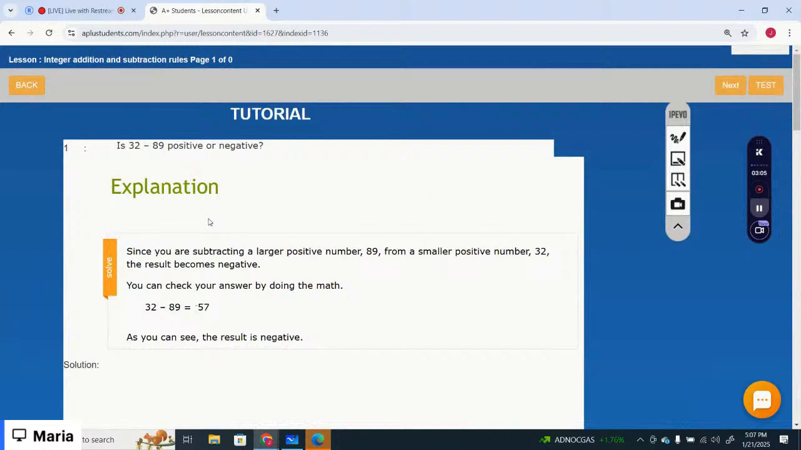Is 32 take away 89 positive or negative? So 89 is a greater number, and you are subtracting a greater number from a smaller one. Whenever you subtract a greater number from a smaller one, the answer is always negative, right? Let's start with the test questions.